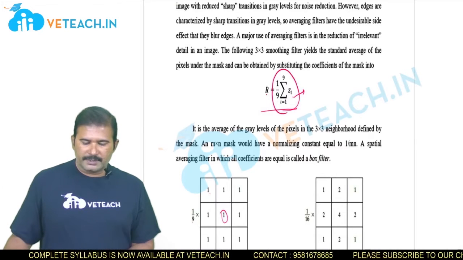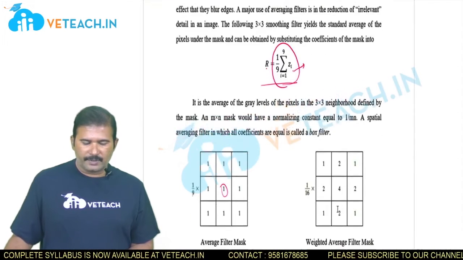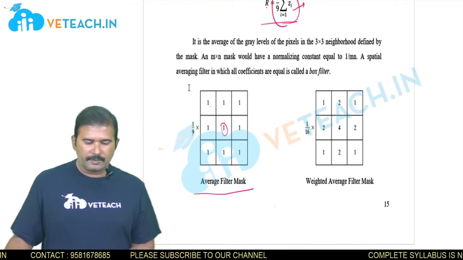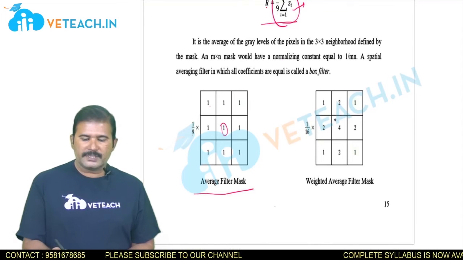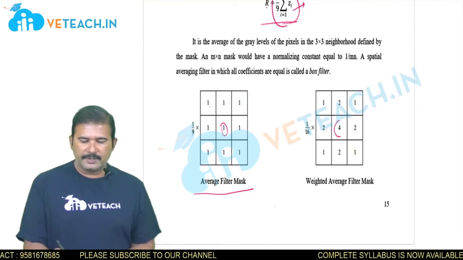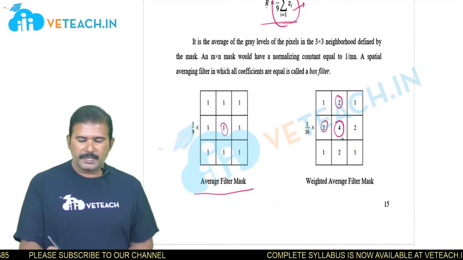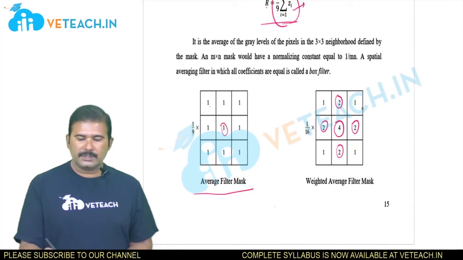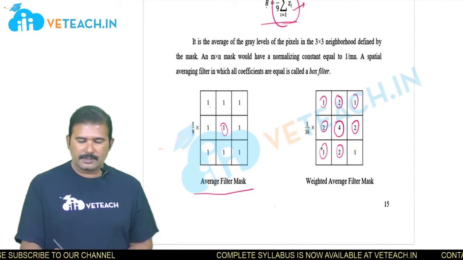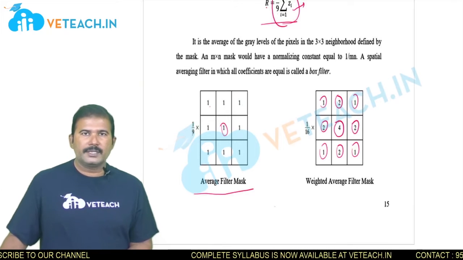The second one is slightly different from the first one. In the first, all the coefficients are equal, but in the second case the coefficients are not equal. The center one is given a high weightage, 4, and the remaining neighbors, the n4 neighbors, are given the value 2. The diagonal neighbors are given a 1. That means it is a weighted average filter mask.